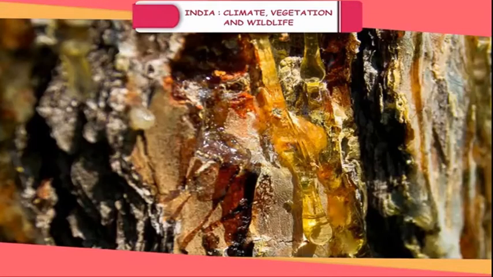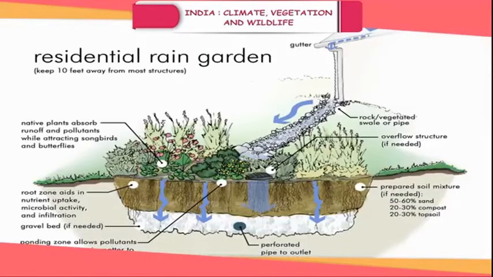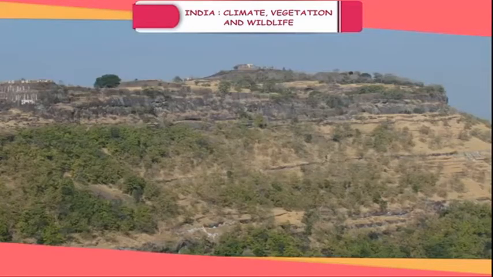Resin used in making varnish is obtained from trees. E. Forests also help in controlling floods. F. They help in attracting rain. G. Forests also help in promoting tourism.